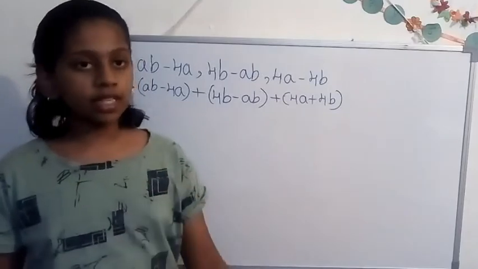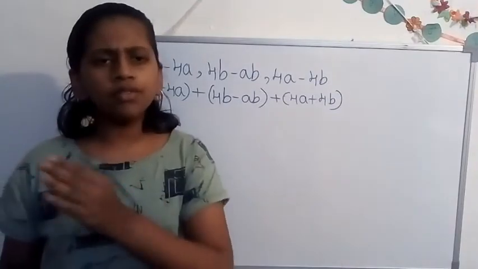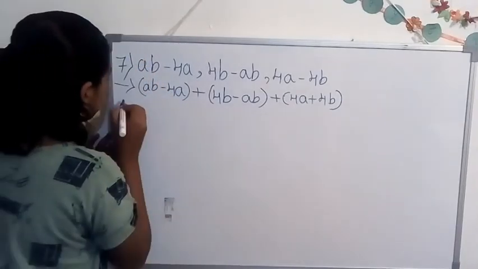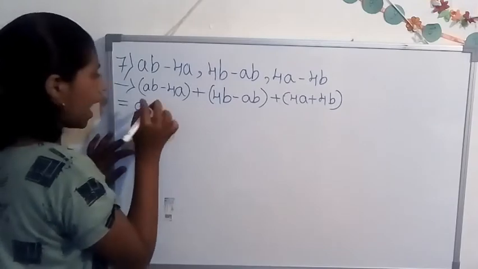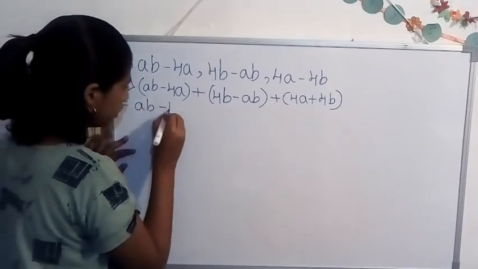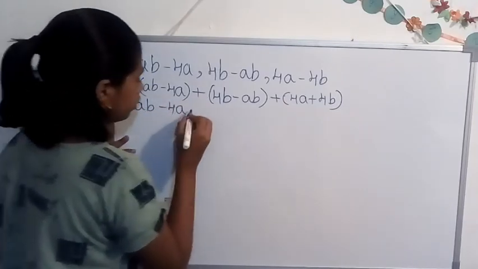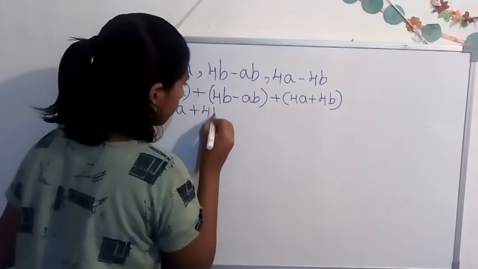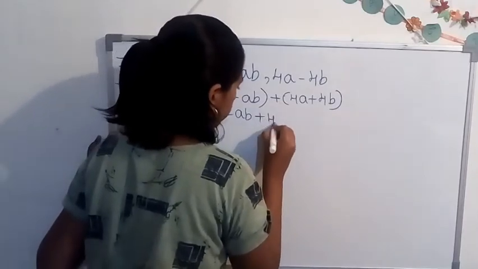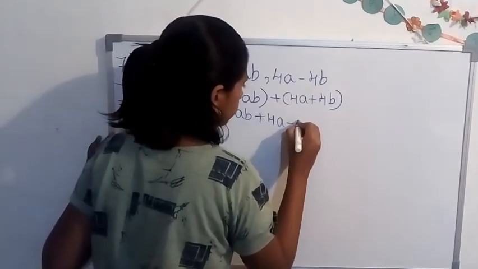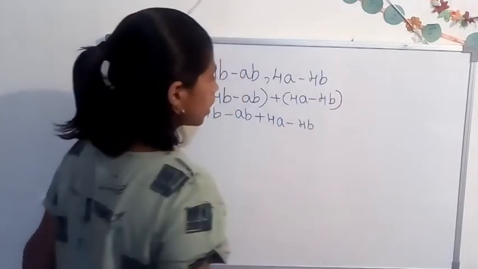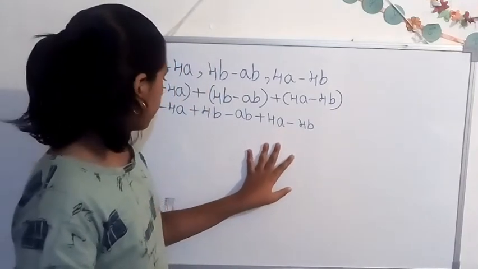The next method is we are going to write it in a common way by removing the commas and also the brackets. So here it is equal to, as it is common, without the brackets we should write: AB minus 4A plus 4B minus AB plus 4A minus 4B. So like this, in a common way, we are going to write.